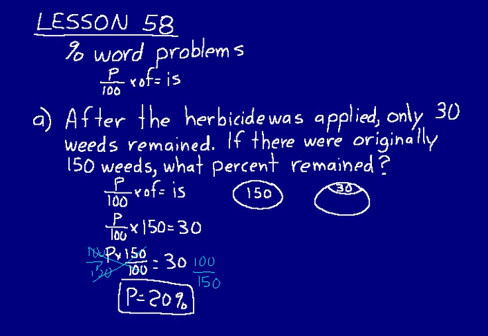And so when we look at this, 30 remained, 120 were killed, to total up to that 150. So 30, that's 20%. 120 of them, that's 80%. 80% were killed.